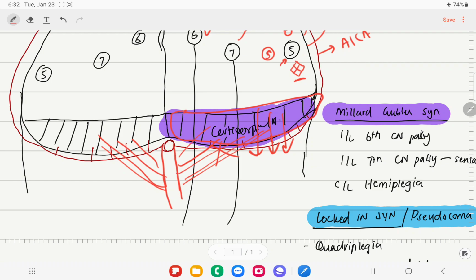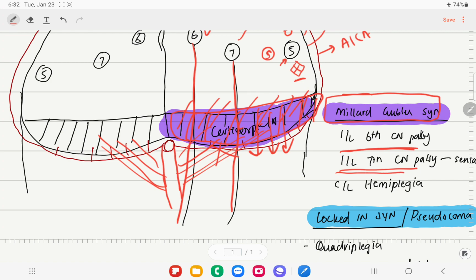Okay, so if we occlude this area, what's going to happen? When there is ischemia of the anterior aspect of this area, we'll have the syndrome called Millard-Gubler syndrome, right? We can see the seventh nerve is passing through this, and the sixth nerve is also passing through this. So we'll have ipsilateral sixth nerve palsy, ipsilateral seventh nerve palsy, and contralateral hemiplegia because the corticospinal fibers are involved. So this is called the Millard-Gubler syndrome, right?